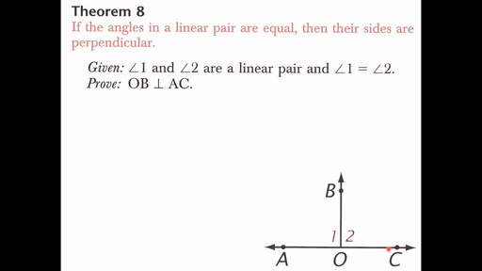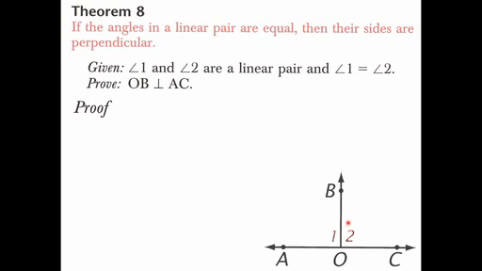Here's another good example of working backwards. How could you say that OB and AC are perpendicular? Well, if you could get them to form a right angle, that's the definition of perpendicular. Somehow we have to get one of these to be a right angle. Well, it's a linear pair. We know that the angles of a linear pair are supplementary, so we know that their sum has to be 180 by definition of supplementary. And if they're equal, it would be 180 divided by 2 is 90. If they're 90, they're right angles. So we've got OB and AC perpendicular.